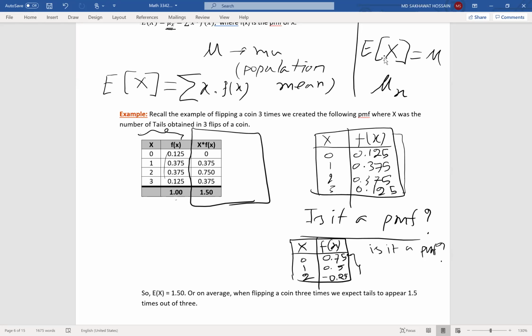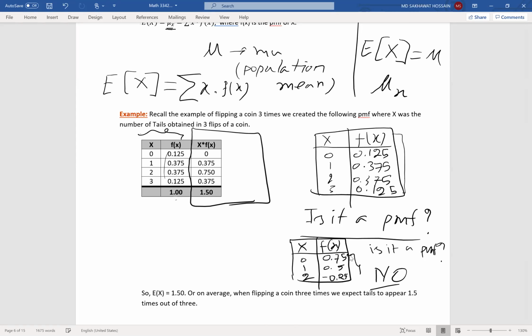Yeah, because it is negative 0.25. So when x is 2, the f of x is negative 0.25, which is not correct, because f of x will always be between 0 and 1. Yeah, thank you. So this is not a PMF.